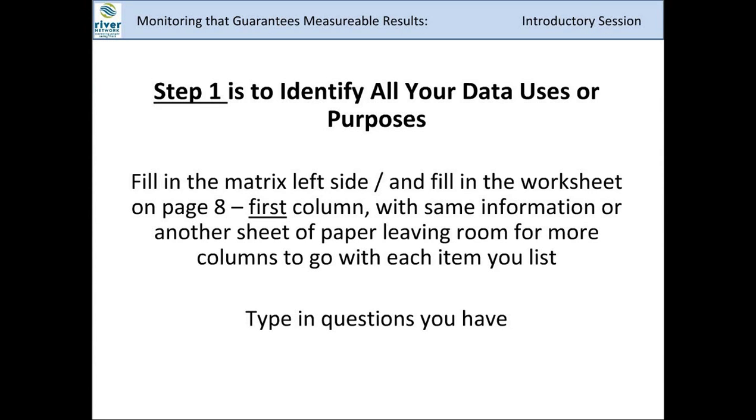From your own program, fill in the purposes or uses of the data, trying to relate them to the areas of A, B, C, or D.